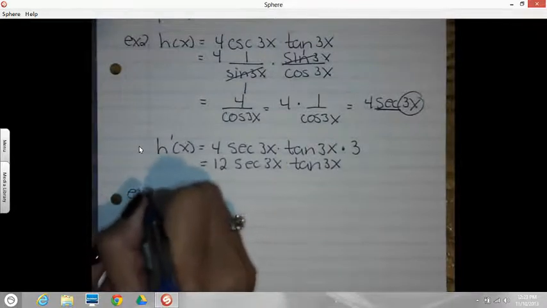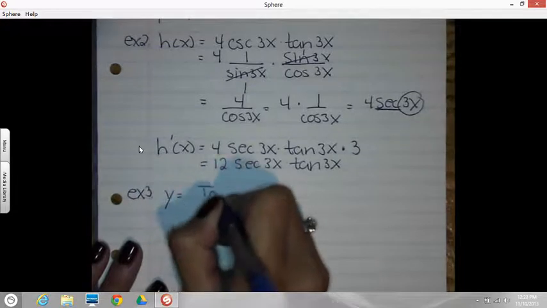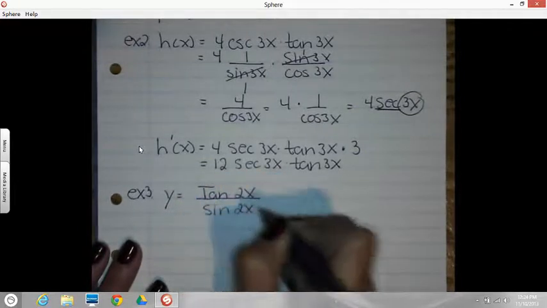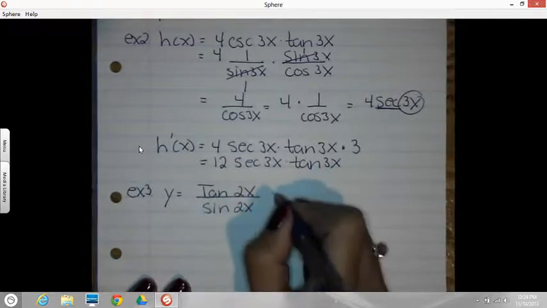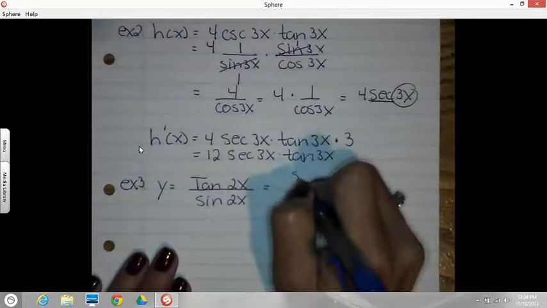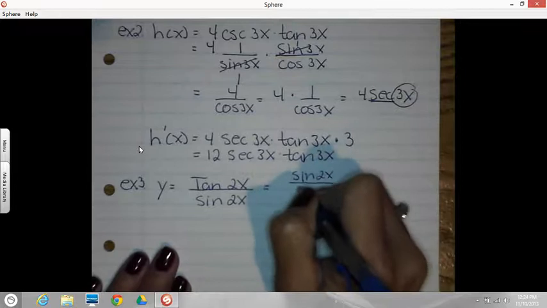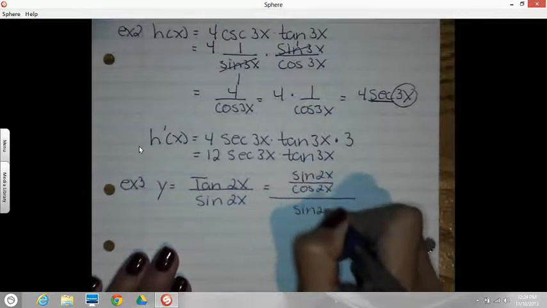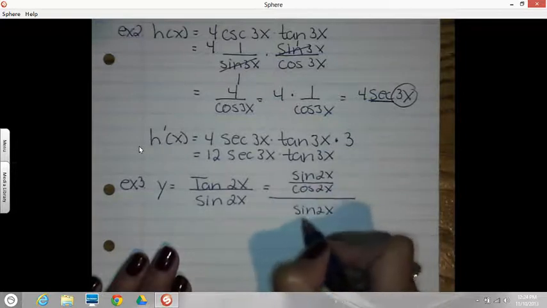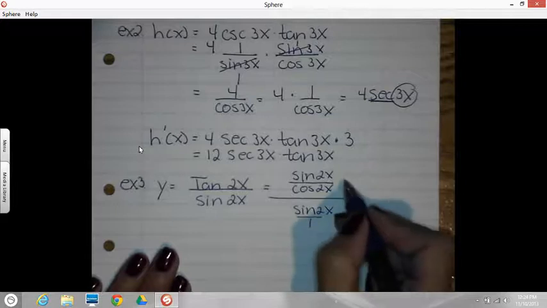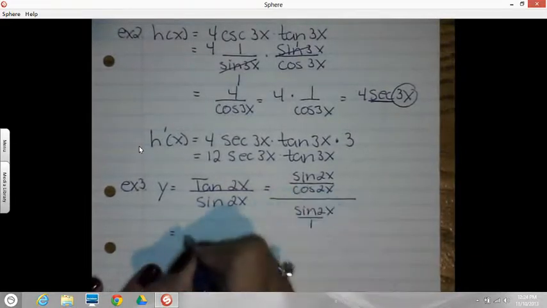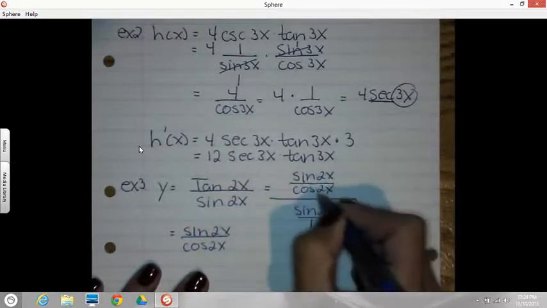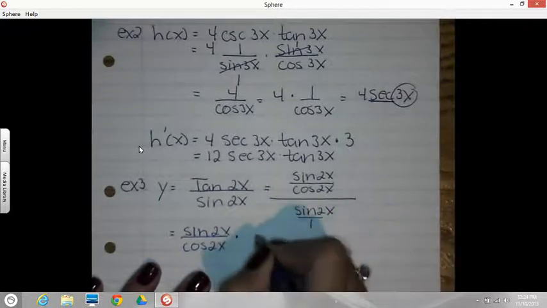And number 3. Tangent 2x divided by sine 2x. Okay, so rewriting tangent in sines and cosines is sine over cosine. So it's sine 2x over cosine 2x, all divided by the sine of 2x that's down here. Well, think of this as a fraction divided by another fraction, so I'll flip the bottom and multiply it by the top. So I'll have sine 2x over cosine 2x, that's the top, multiplied by the reciprocal of the bottom. I'll flip that over, I get 1 over sine 2x.